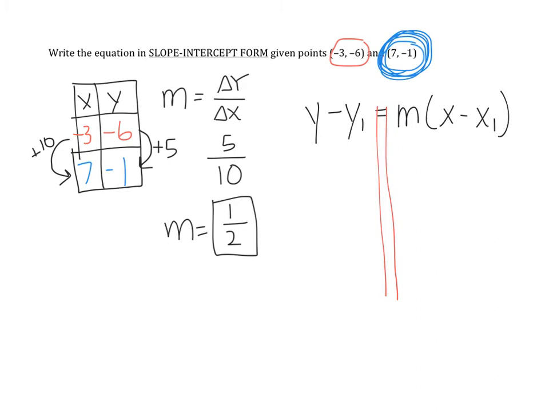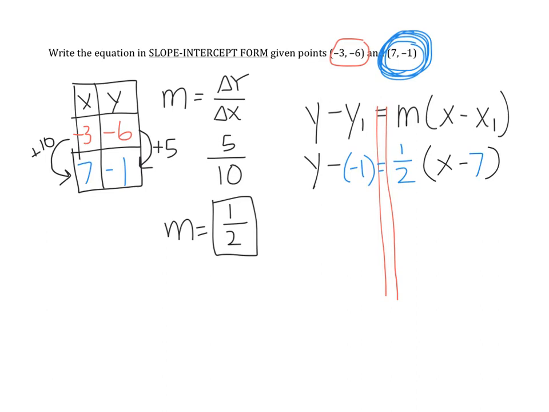My y number is -1, so I am going to replace my y1 with a -1, and I'm going to replace my slope with 1/2. That's the information I got over here with my slope work. And I'm going to replace my x number with 7 from the point I circled up above. Now I've got some simplification to do.